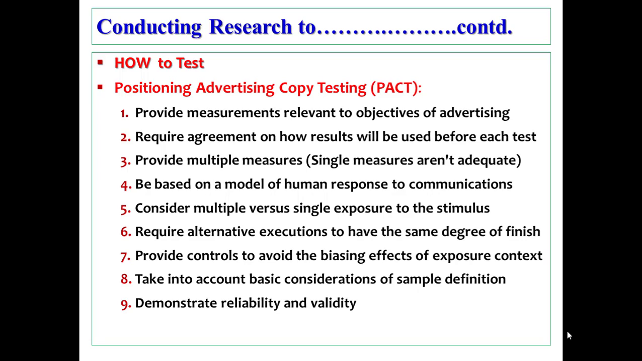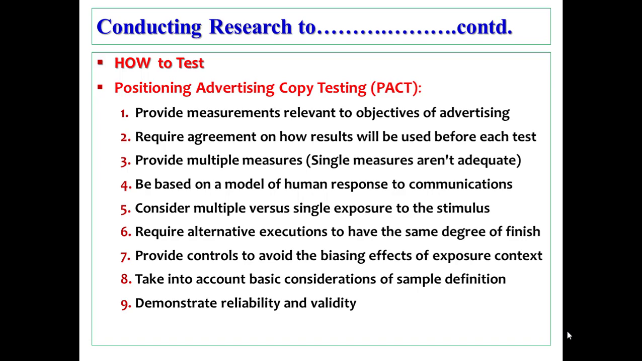Provide control to avoid bad effects of exposure. The other one is it's better to avoid bias. So by its very nature, much of the research methodologies have biasness. So in this case, we have to develop a controlling mechanism to avoid biasness.